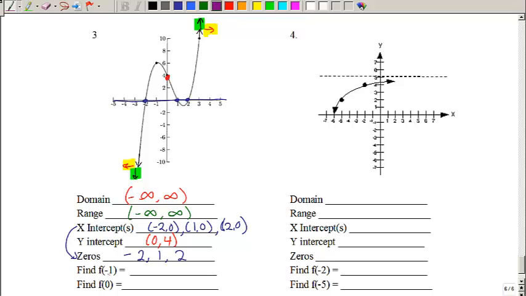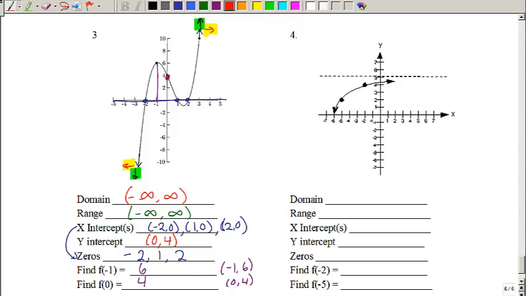f of my function at -1. Go to my -1 on my x-axis. The corresponding y value is 6, verified by the point (-1, 6) on the graph. f of 0, I go to 0 on the x-axis, and I look up or down to the point, which happens to be at 4. So f of 0 is equal to 4, and I know that by the point (0, 4).